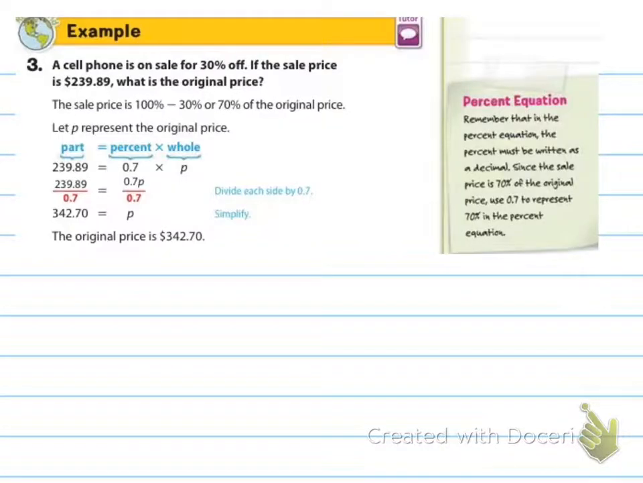Example number 3 says a cell phone is on sale for 30% off. If the sale price is $239.89, what is the original price? So now we need to put it all together. Whenever we were working before, we took the original price, I'm going to say let's make it a P, the original price times the discount equals the sale price.